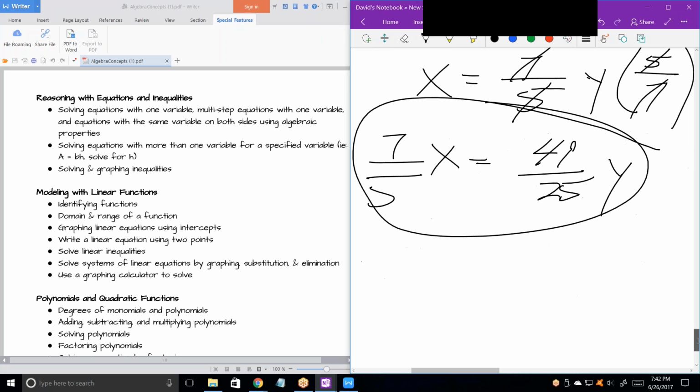And the way you do that, you want to divide both sides by 7/5, and that is what you're doing. You're dividing both sides by 7/5. It's just that that means the same as multiplying by the reciprocal. Right? Okay.